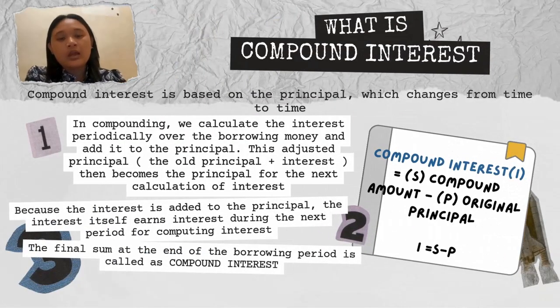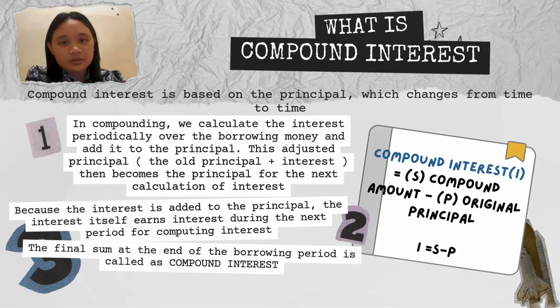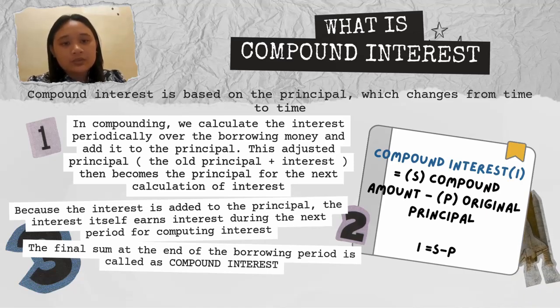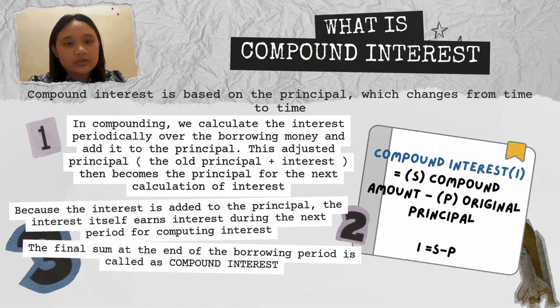First of all, I'm going to explain compound interest. Compound interest is based on the principle which changes from time to time. In compounding, we calculate the interest periodically over the borrowed money and add it to the principal. This adjusted principal, the old principal plus interest, then becomes the principal for the next calculation of interest.